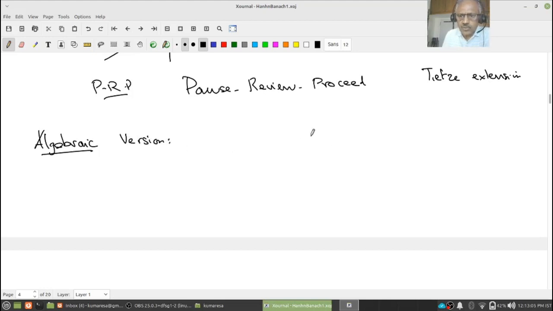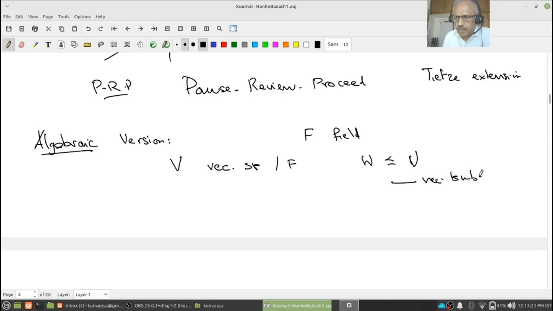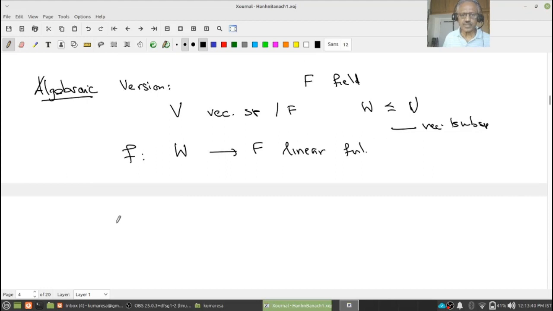So I have a field, capital F. This is a field, and my V is a vector space over the field F, and W is an F-vector subspace. Suppose f from W to F is a linear function. Notice that, as I said, F is any field, therefore no topology. It's purely algebra.